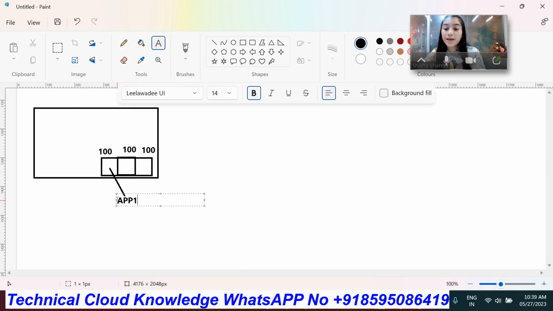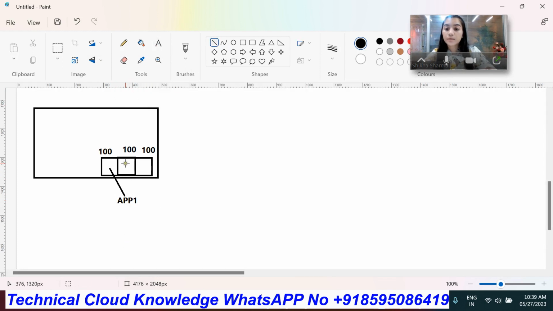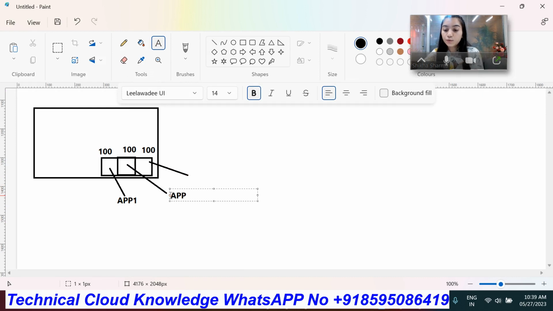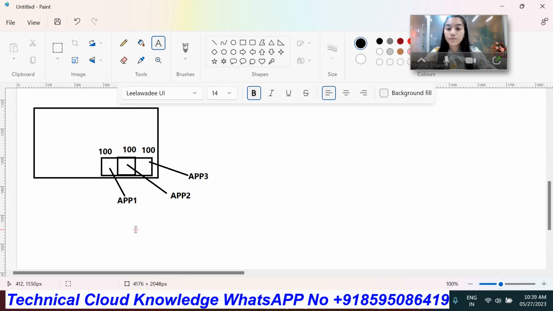Suppose we have provided 100 GB for application 1. This partition is for application 1. This partition is for application 2. Similarly, this partition is for application 3. We are able to provide 3 different partitions for each and every application according to their demands, so that we can fulfill their demands. Now, their demand is also rising.